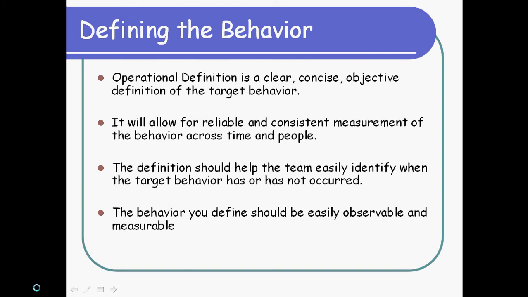Now we talked earlier about the importance of an operational definition. This is a clear, concise, objective definition of the behavior that we're interested in. This is going to allow us to be really reliable and consistent with our data collection. Oftentimes you have several people taking data and they do at different times, so you want to make sure that everybody is clear on what it is that they're recording. They should be able to easily identify when the behavior has or has not occurred. You want to make sure that the behavior that you define is really easily observable and that you can measure it.